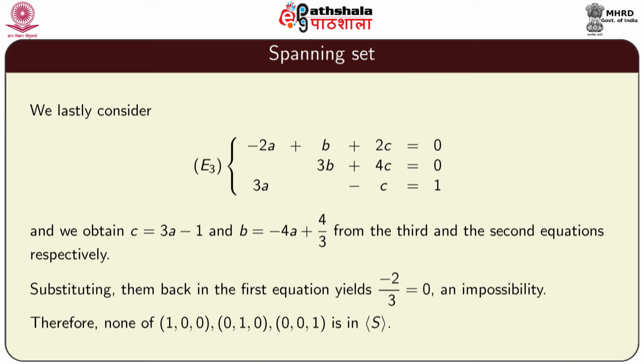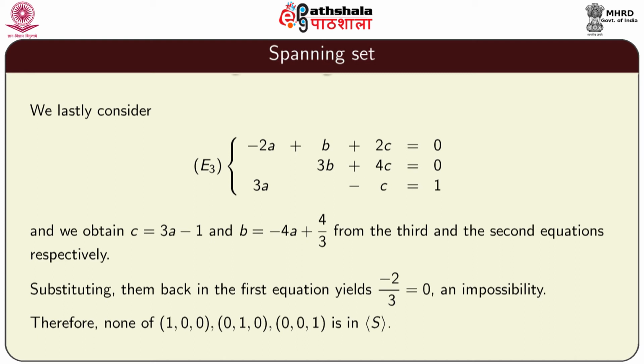Once again, the third equation gives you that c is equal to 3a minus 1. And then if we substitute it back to the second equation, you get b is equal to minus 4a plus 4 by 3. And the first equation gives you minus 2 by 3 is equal to 0 if you substitute back these values of b, c, which is of course impossible. Therefore, 0, 0, 1 does not belong to span of S.